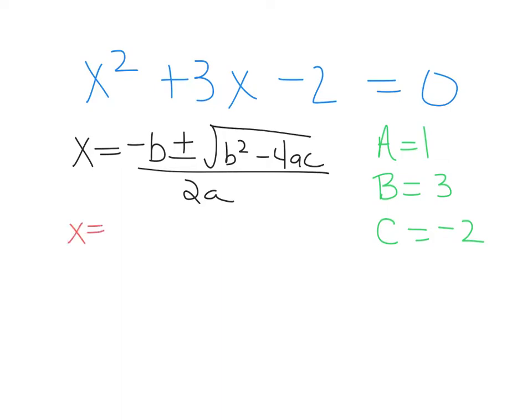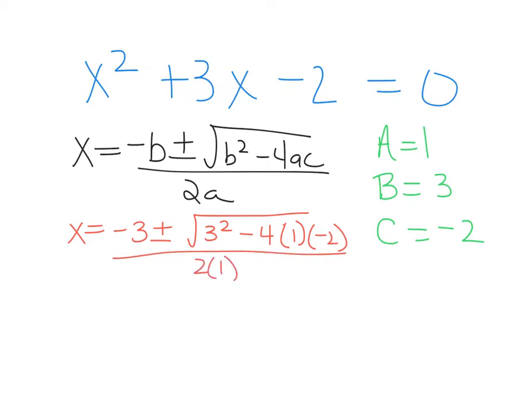All right, so we're ready to use the quadratic formula. So x equals negative b. B is 3, so negative 3 plus or minus the square root of b squared, so 3 squared, minus 4 times a, which is 1, times c, which is negative 2, all over 2 times 1, which is a. All right, so x equals negative 3 plus or minus the square root of 3 squared, which is 9, minus 4 times 1 times negative 2, which is negative 8. So I have 9 minus negative 8 on the inside of the square root, all over 2.